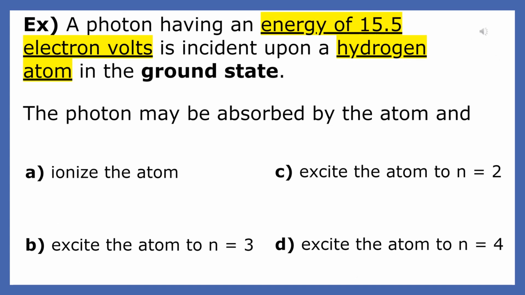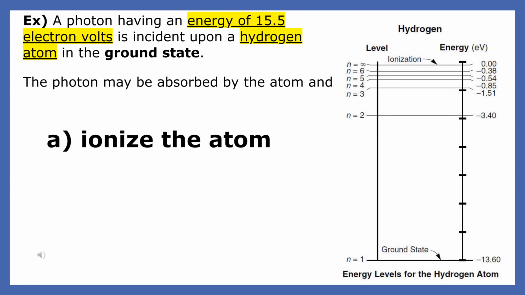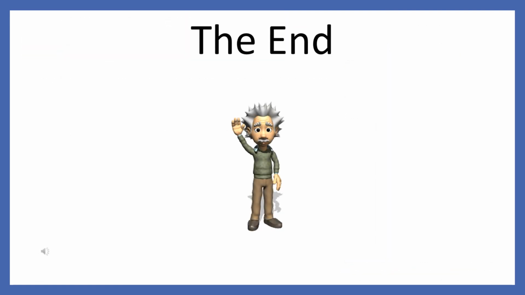A photon having an energy of 15.5 electron volts is incident upon a hydrogen atom in the ground state. The photon may be absorbed by the atom, and since the energy of the photon is greater than the energy of the electron at the ground state, the electron will be ionized and leave the atom. And this is the end of my presentation on solving problems with the Bohr model of the atom.